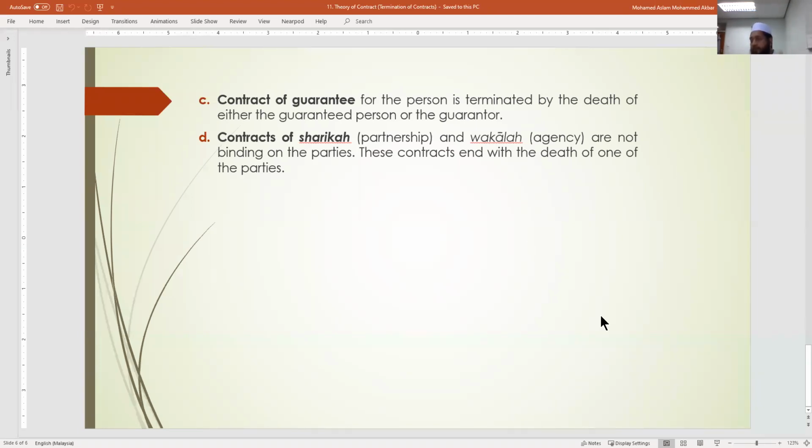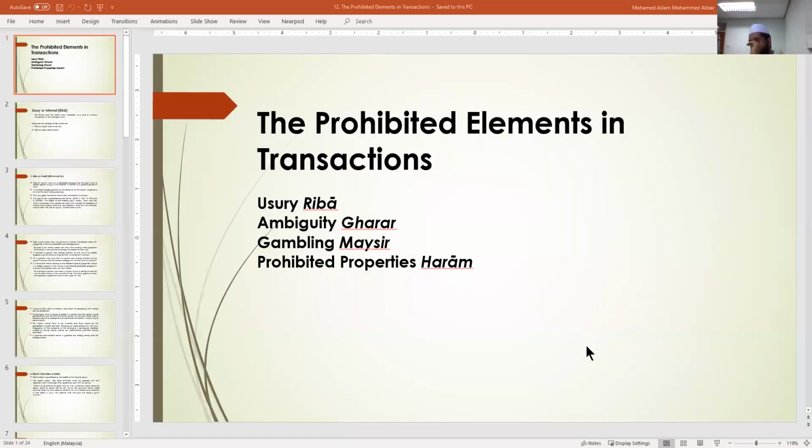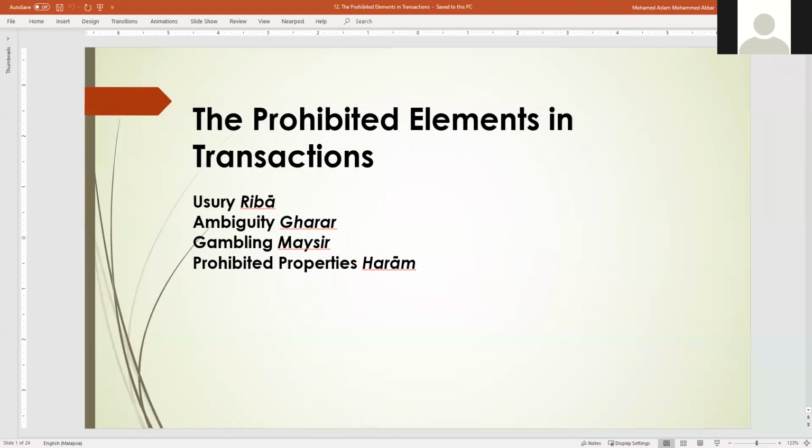Let me go to the next topic, which is prohibited elements. This is the last topic of the semester. All right, if there are any questions, I welcome them. If you have any questions before I start the next one, please go ahead. Sir, can you repeat the example for the contract of guarantee one more time?